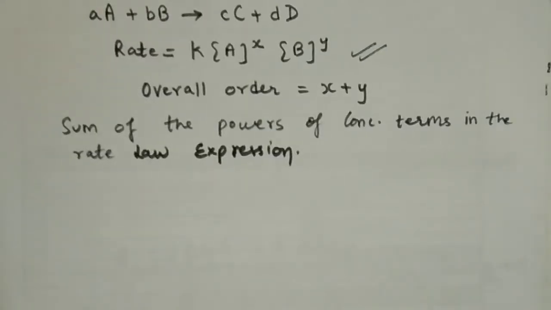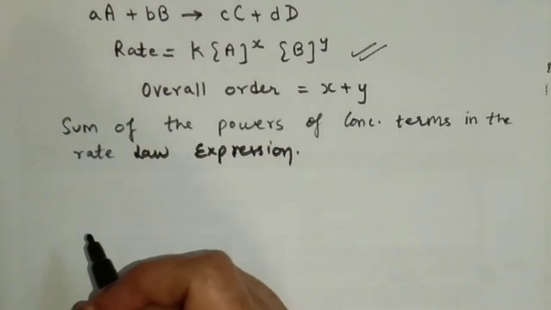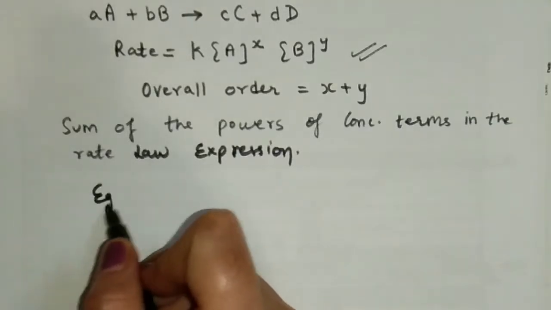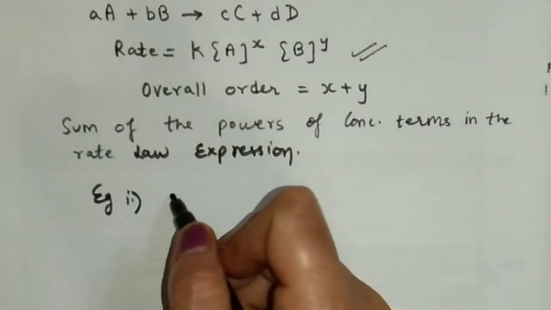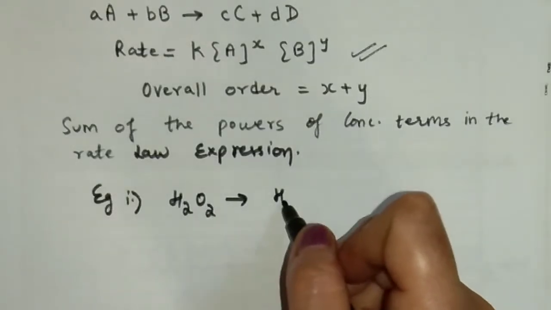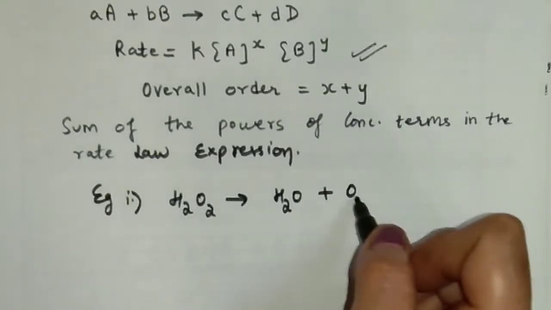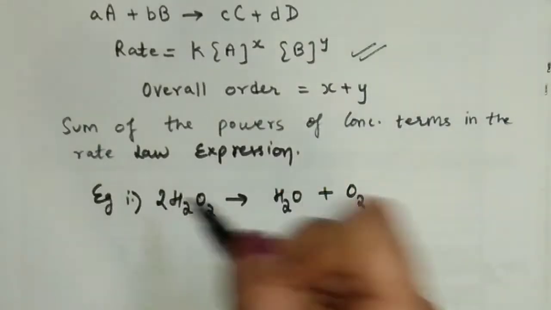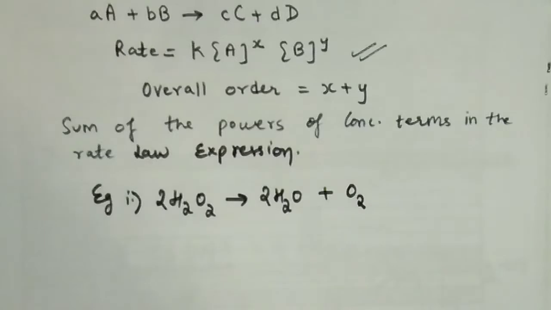Now we take examples for understanding the order of particular reactions. The first example I have is of hydrogen peroxide decomposing to water and oxygen. To balance the reaction, we write 2 here and 2 here, so that the number of hydrogens and oxygens are equal on both sides.